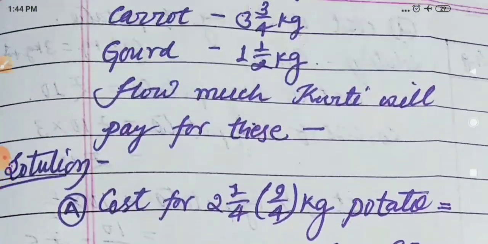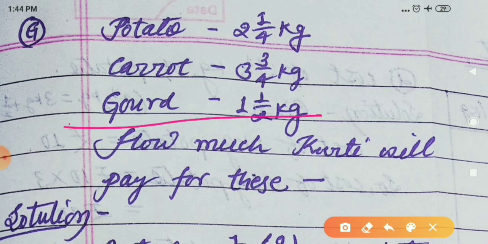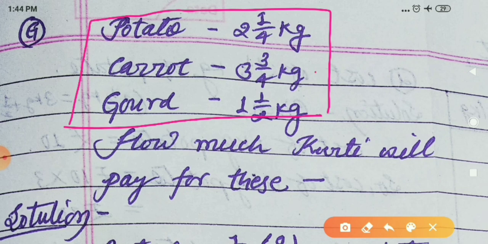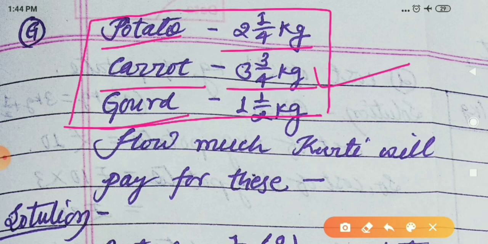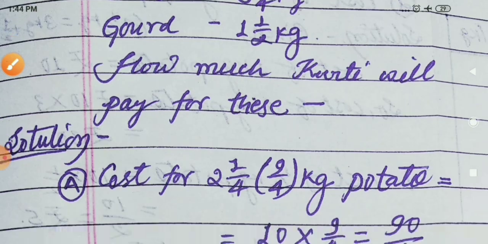Now next question we have a table. In the blue table we have a list, that is potato, carrot and gourd. This is what Kirti is buying. Okay, so we have to find its total cost. She is buying potato 2 whole 1/4 kilogram, carrot 3 whole 3/4 kilogram, and gourd 1 whole 1/2 kilogram. So how much money will Kirti pay to the shopkeeper? Here is the question, how much will Kirti pay for all this? So let's start to solve it. So first you will write solution.